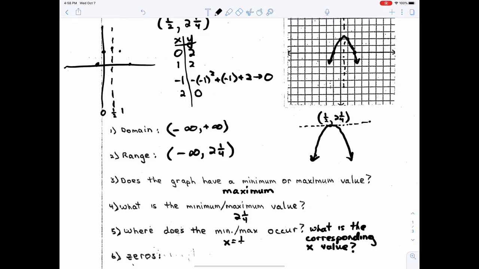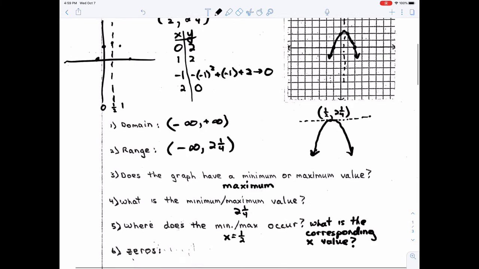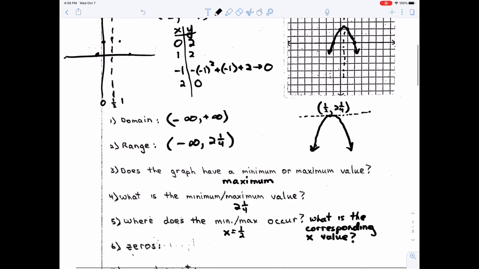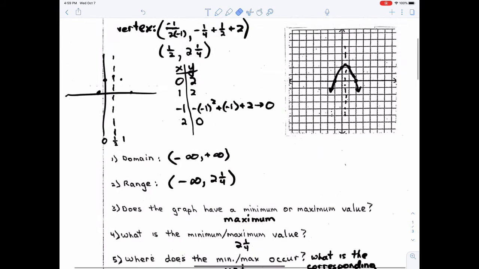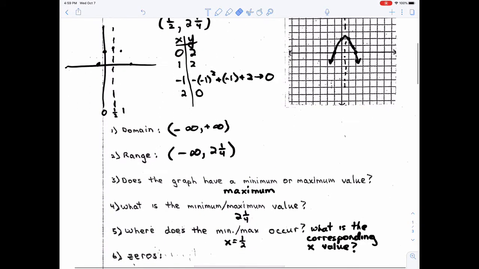of 1/2, okay? Notice the minimum or maximum value is not the vertex. It's the y-coordinate of the vertex. Where the minimum or maximum occurs is not the vertex. It's the x-coordinate of the vertex, okay? And I apologize. I'm going to have to move this thing up and down. I'm going to get rid of this picture because I don't really need it anymore. Okay. And of course, we could have picked that straight off the graph. Okay, what's the next question?